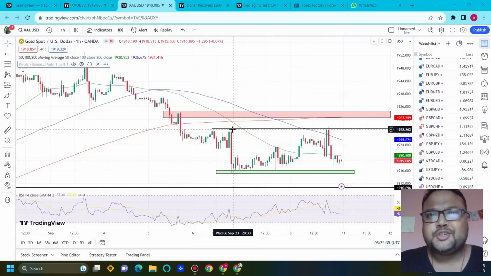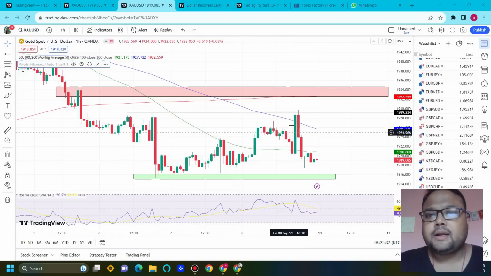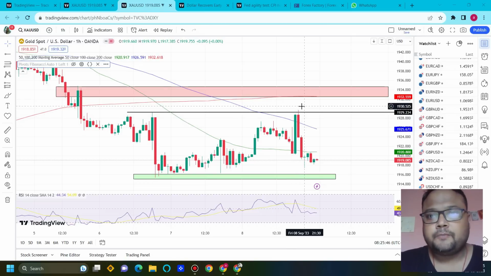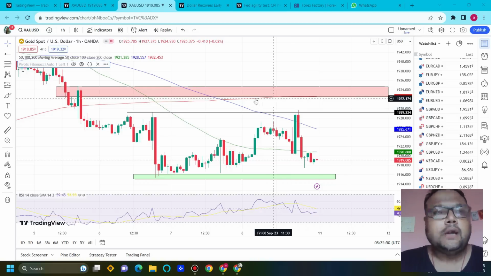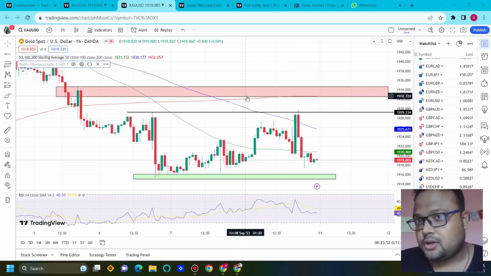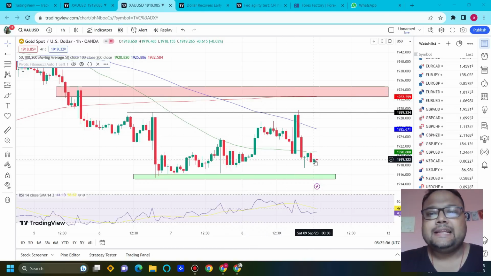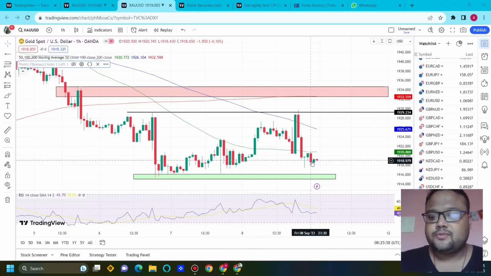And here is the chart of gold. Yesterday, when the market was going up and gold formed this big green candle, to be honest, I was not expecting that our sell zone would work. And when I saw that gold was immediately going down from our sell zone, I was shocked, I was surprised. Anyways, ultimately gold closed at the 1919 level. This is the last traded price of gold.